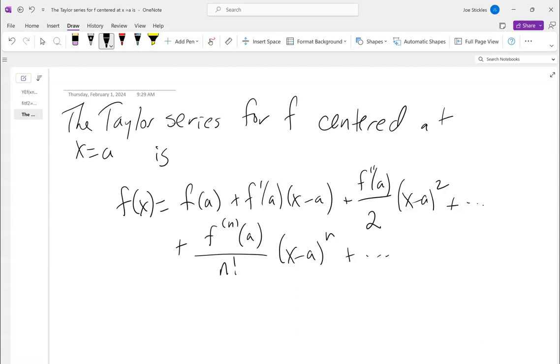Like I said, we briefly hinted at Taylor series the other day when we were looking at the error, how the error changes for Newton's method. We went through that the other day. But this is what a Taylor series looks like generally.